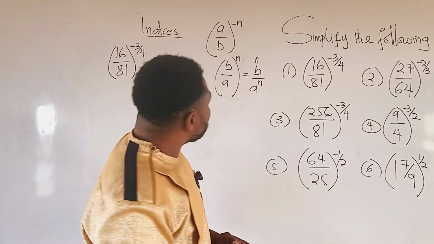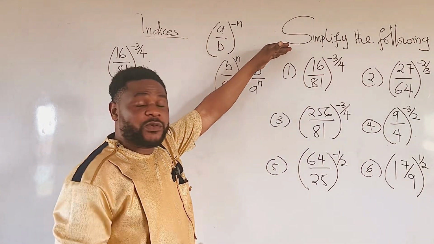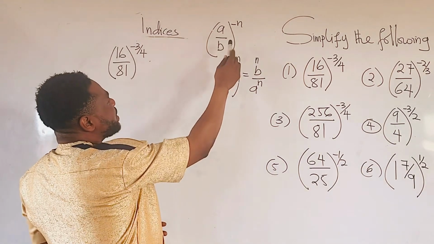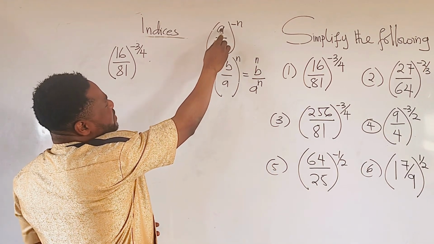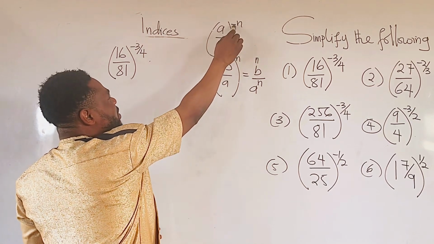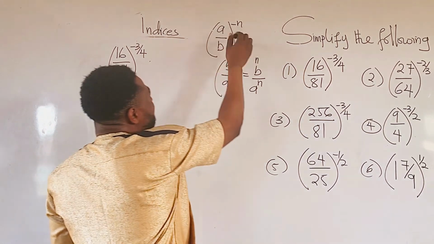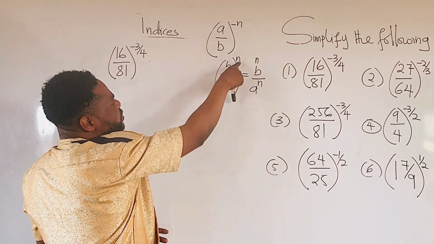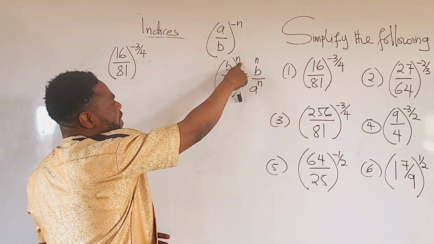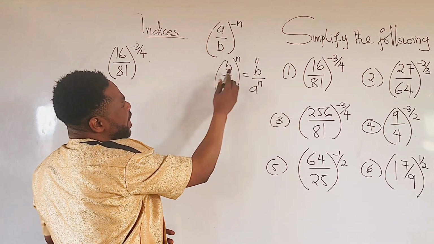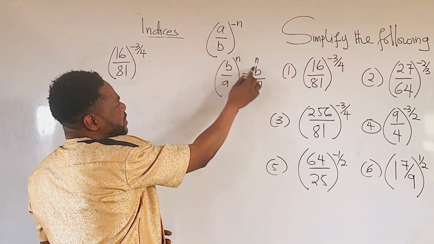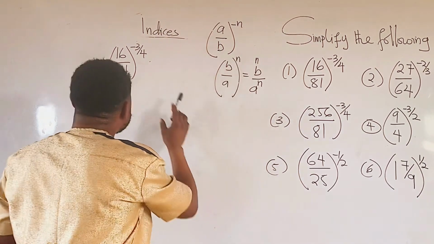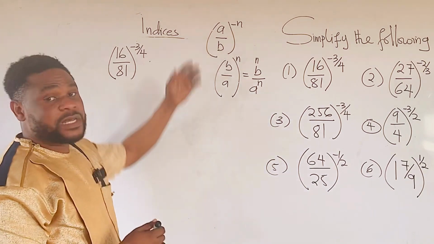Thank you. We want to look at how we can simplify the following questions on the board using the property in indices which states that anytime we have a fraction, let's say a over b, all raised to the power negative n, is equivalent to reciprocating what is in the bracket, b over a, all raised to the power positive n. And when we expand this, our b is going to be raised to the power n, and a is going to be raised to the power n. Let's see how we can solve this question using this property.